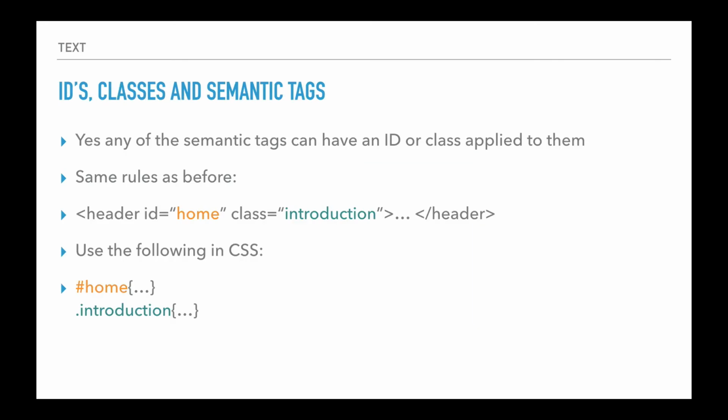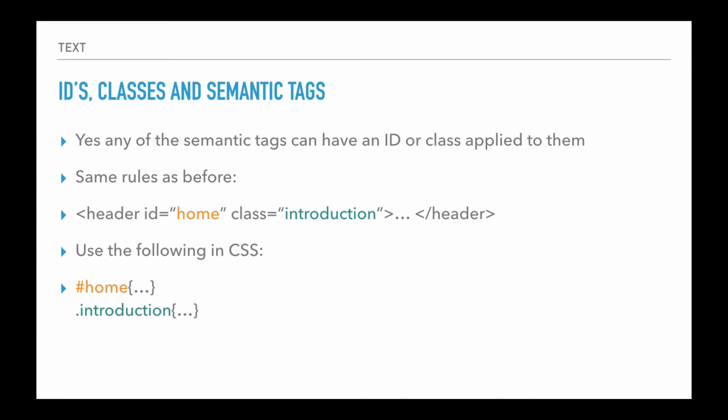To go ahead and use that, you just use it in the same way, and you can apply IDs or classes to them so that you can then target them with CSS. So here, your header may have an ID of home. It may have a class of introduction. To target both of those in CSS, you would do hash home, the same as you have done already, and dot introduction. So that's just a simple introduction to some of the other tags that you might end up using.